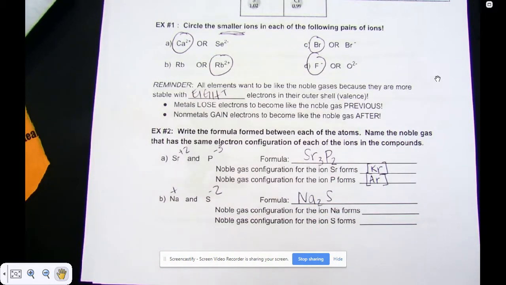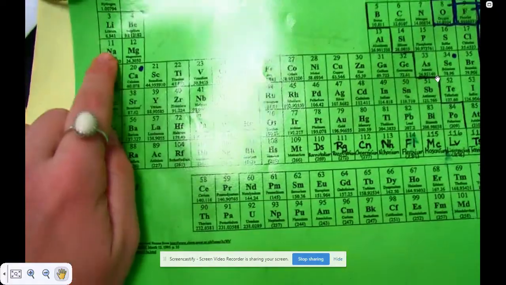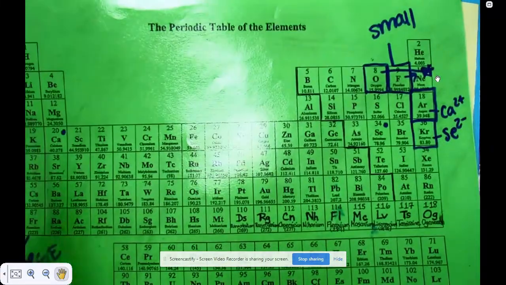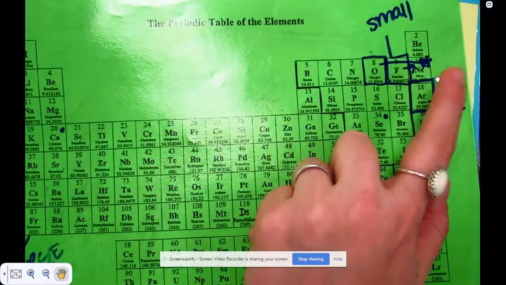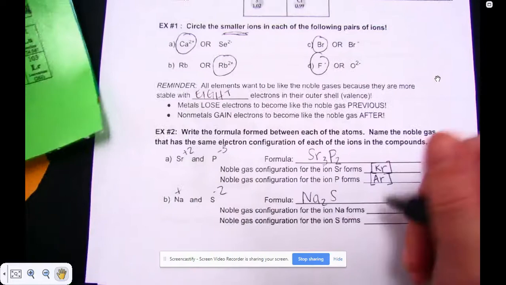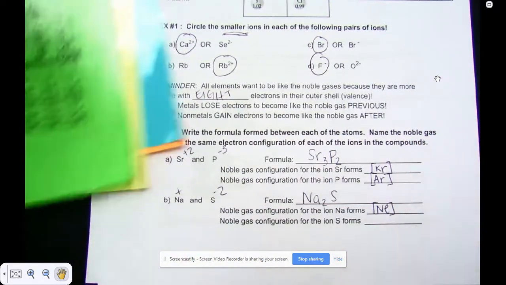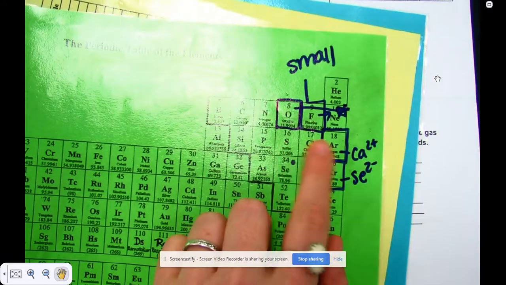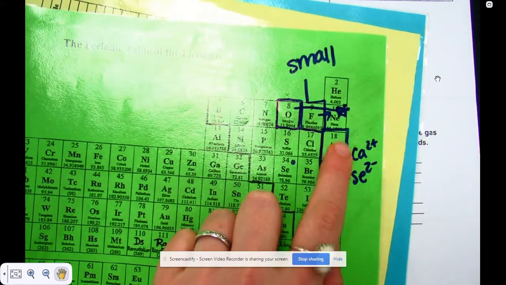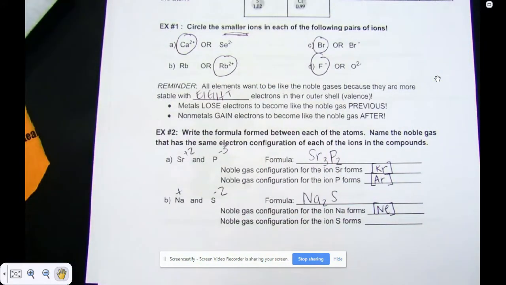All right, noble gas configuration. Sodium goes from having 11 electrons to having 10 electrons, which means it's the same as neon. And sulfur goes from having 16 electrons to having 18 electrons. So it's the same as argon. You're using those atomic numbers to help count your electrons.